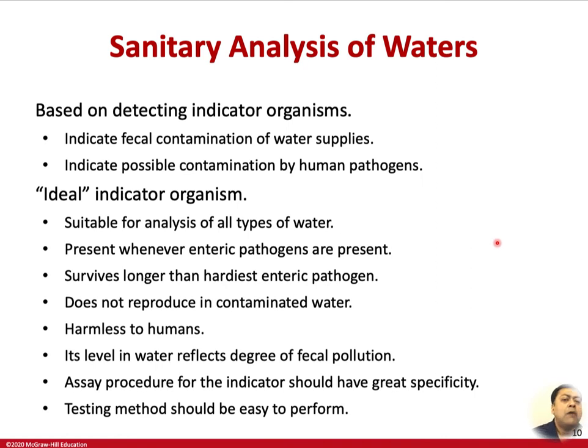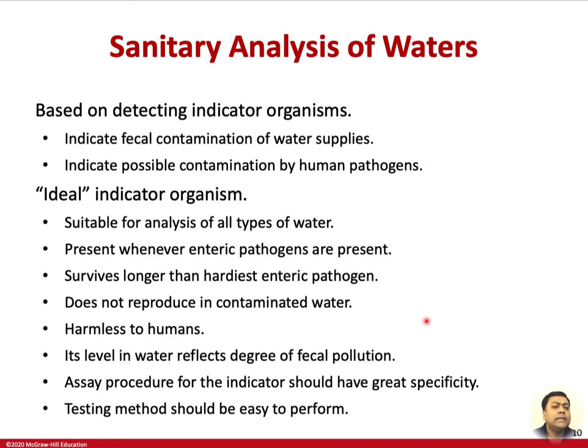So how can we check the condition of the water? This is the sanitary analysis of water, and all the municipalities constantly do this sanitary analysis of water, and there is always a microbiologist present in these departments to do this routinely. And this sanitary analysis of water is based on what we call an indicator organism. One of these indicator organisms is the coliforms. Coliforms indicate the fecal contamination of the water supplies, and this indicates possible contamination by human pathogens as well.